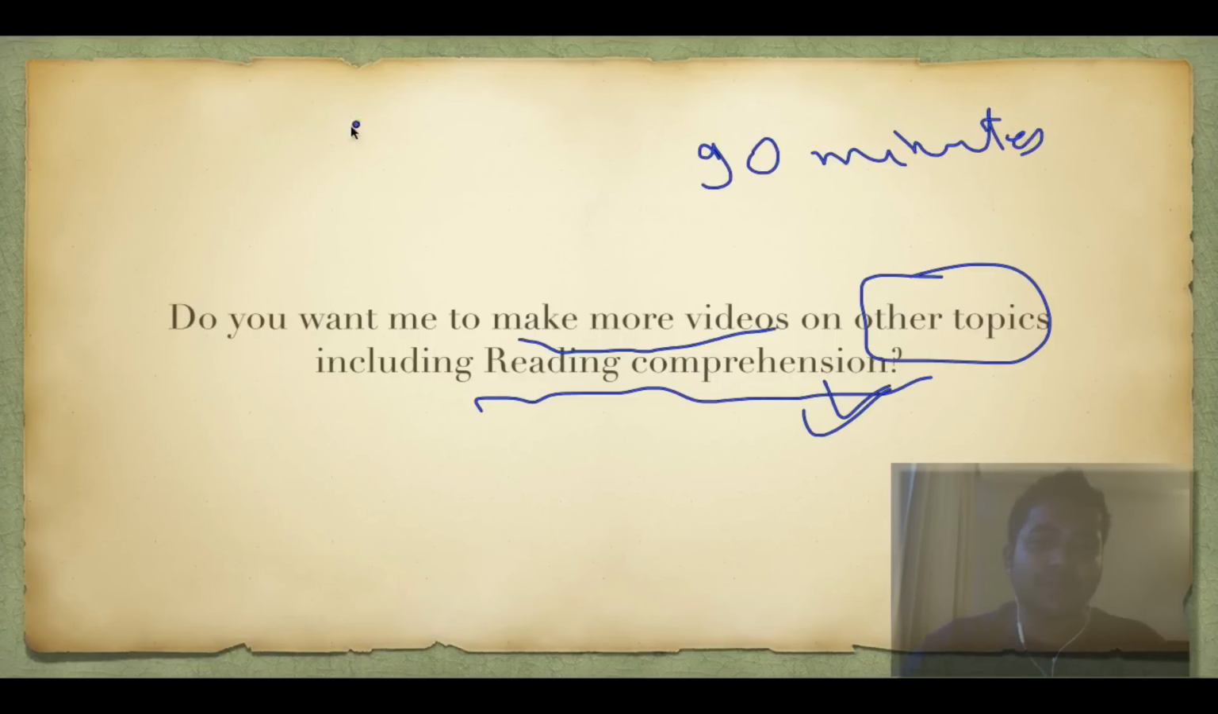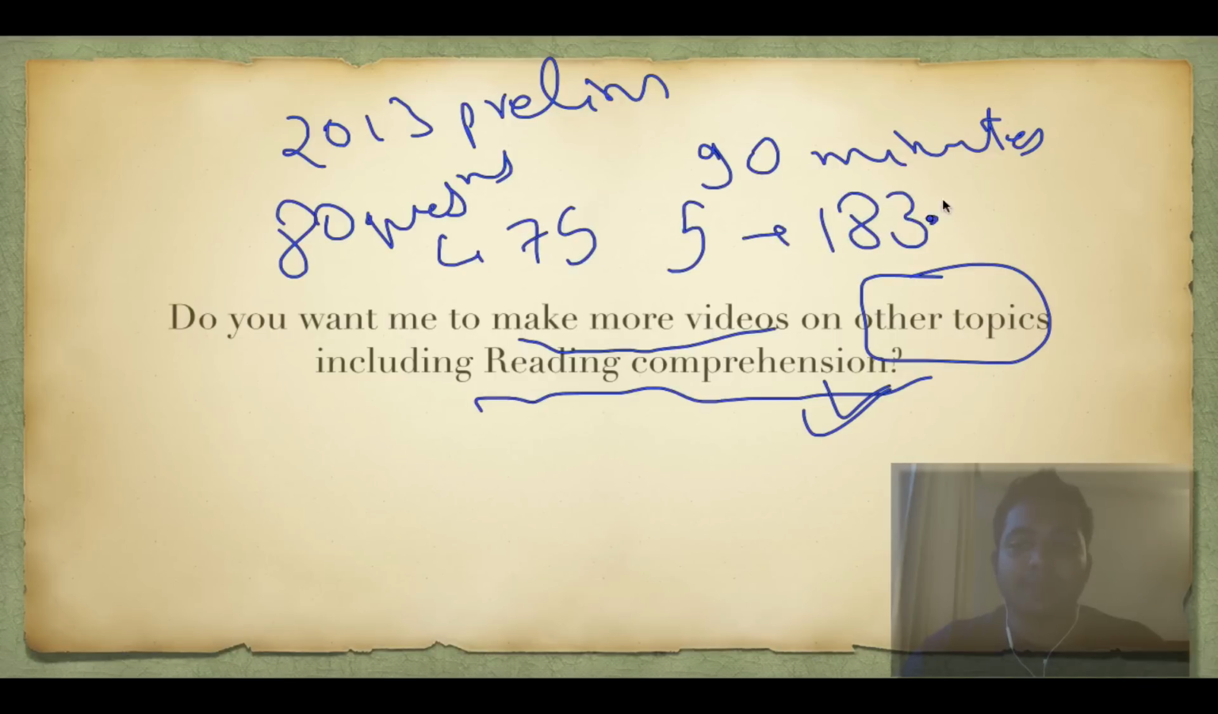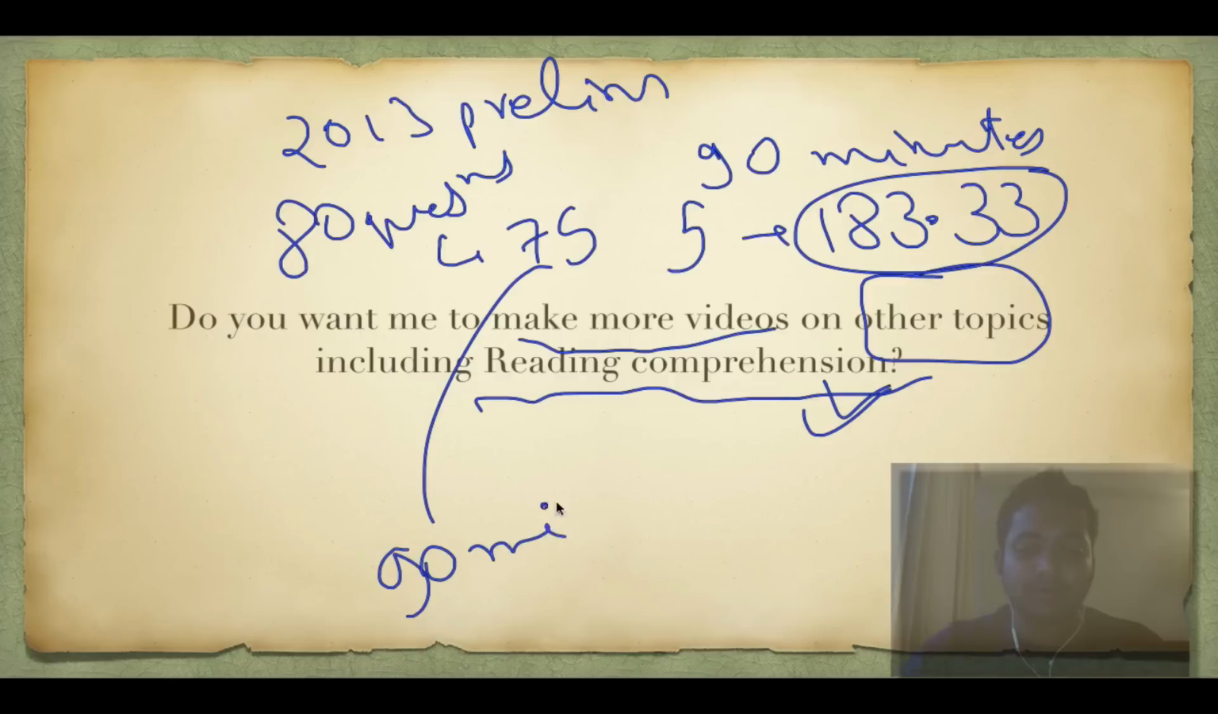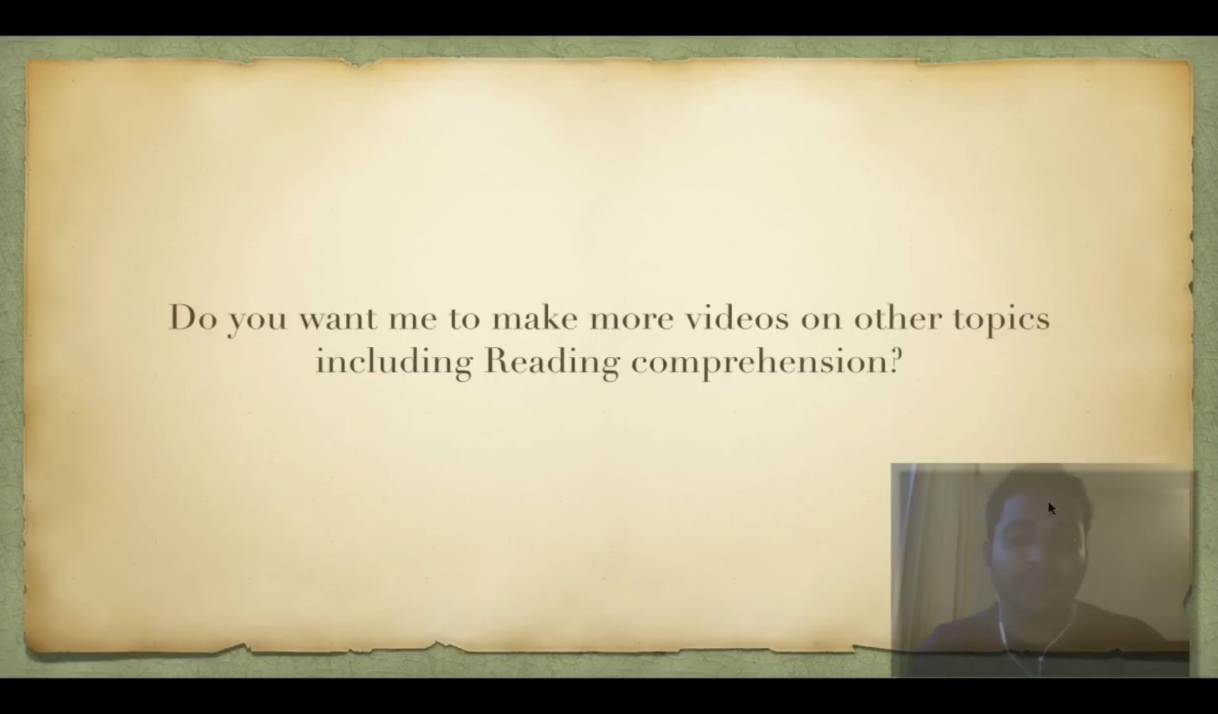By the way, those of you who do not know my score in 2013 prelims, I attempted all 80 questions in paper 2, and I got 75 correct and 5 wrong. That was a score of 183.33, and I did that paper in 90 minutes. That's a fact. Paper started at 2:30 p.m. on 26th May 2013. I finished the paper by 4 o'clock. So if you want to know these tricks and nuances, do let me know. If I make a video, no problem whatsoever.